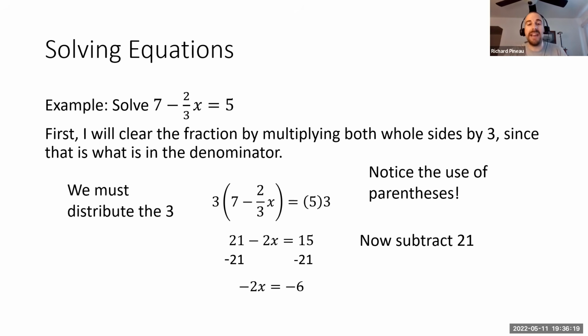Notice we kept the negative 2. That's important. Some people drop that negative sign. It has to stay with the negative 2x. Now what we can do is divide by negative 2. And my result is x is equal to 3.